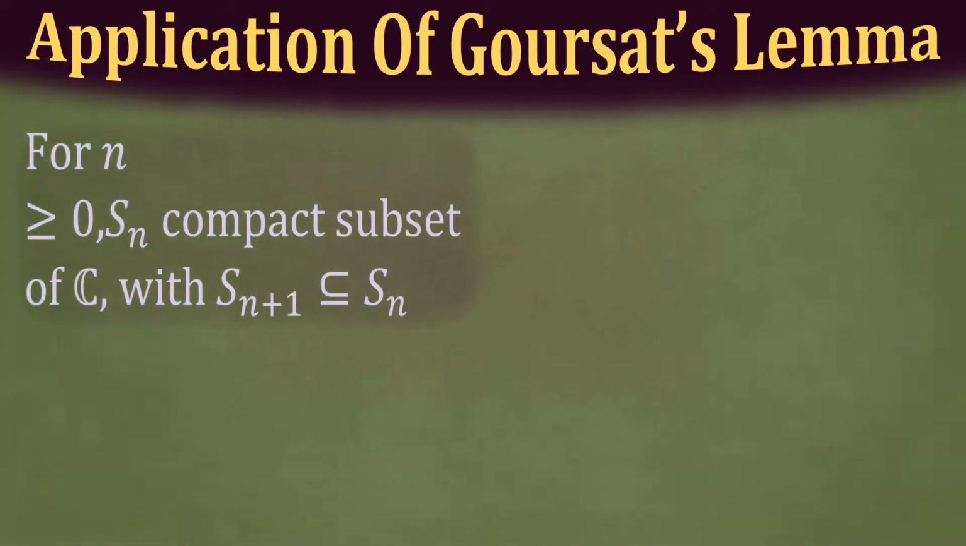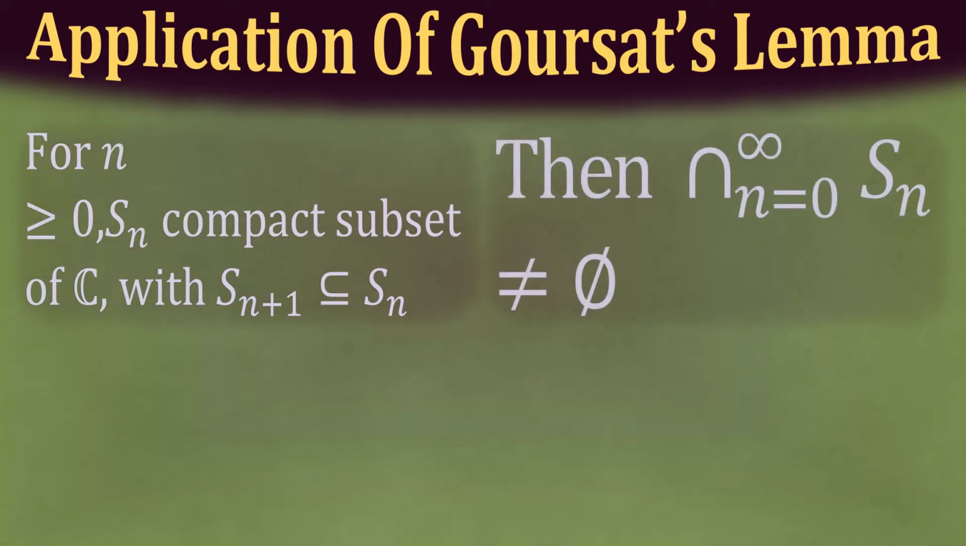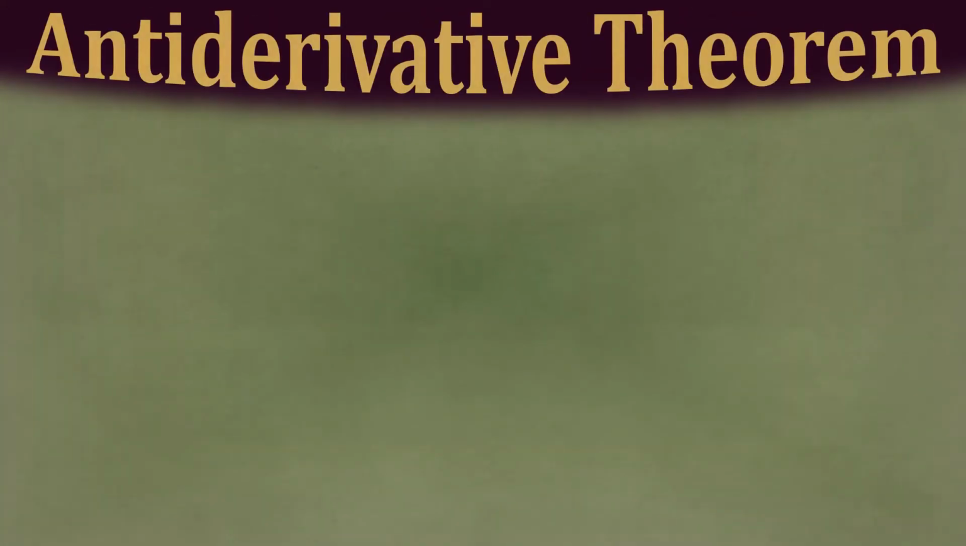For n greater than or equal to 0, let Sn be a compact subset of the complex numbers, with Sn plus 1 being a subset of Sn. Then the intersection from n equals 0 to infinity of Sn does not equal the empty set.